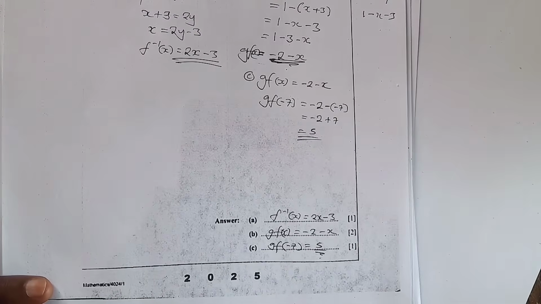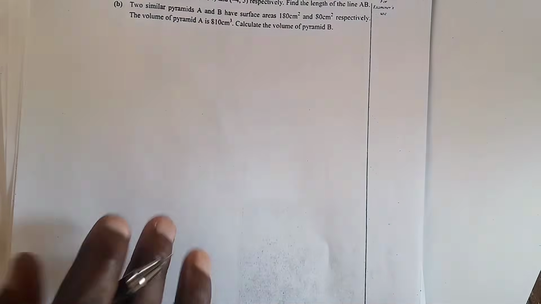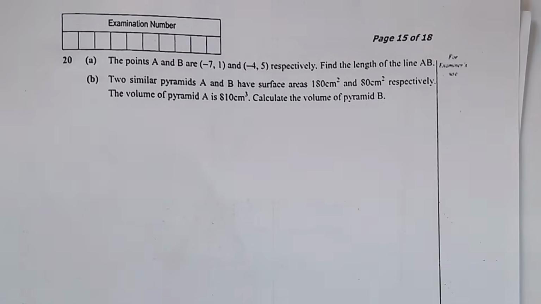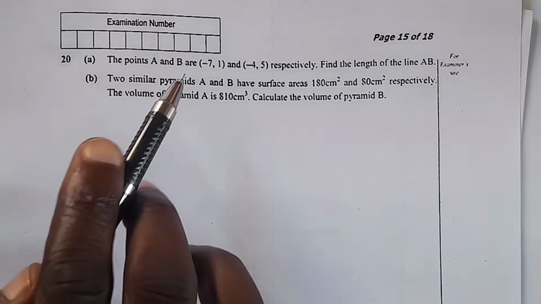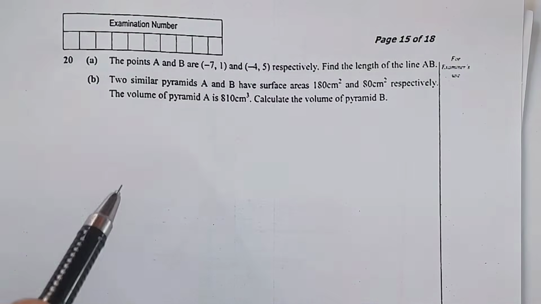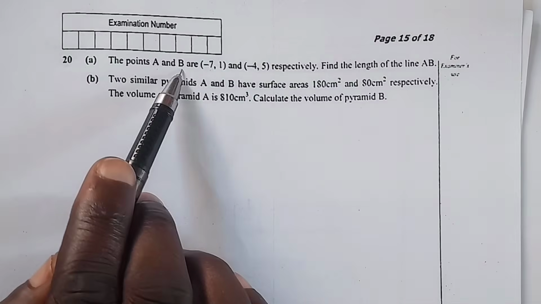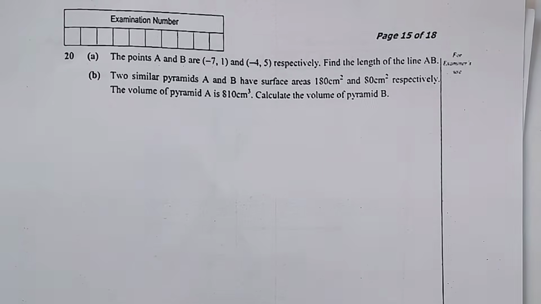Now, let's go to question 20. Question 20a. The points A and B are negative 7, 1 and negative 4, 5 respectively, meaning in that order. This one is for point A and this is for point B. Find the length of the line AB. So this one is coordinate geometry, am I right?